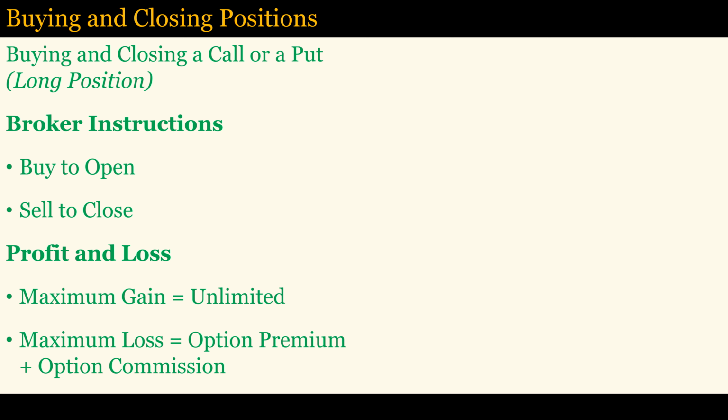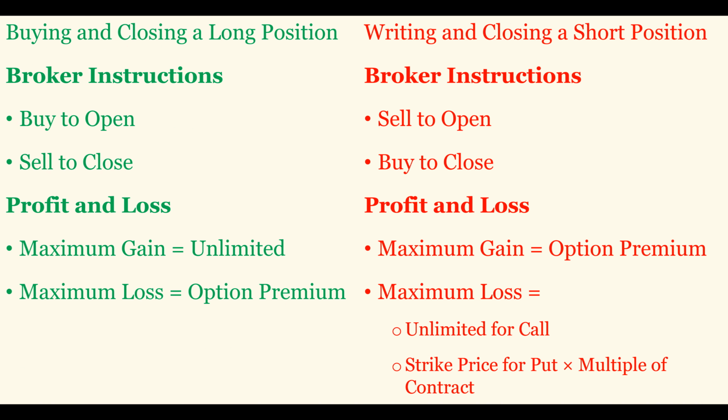When you want to buy an option from your broker, you select Buy to Open. To close that position, you select Sell to Close. Your maximum gain is unlimited, but your maximum loss is limited to the option premium plus the small commission. When writing a call or put, you instruct your broker to sell to open, the opposite of opening a long position.